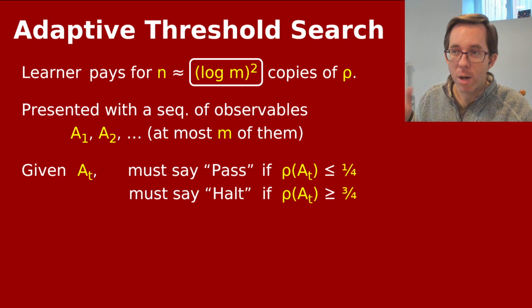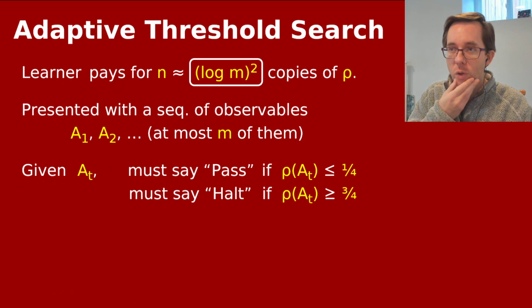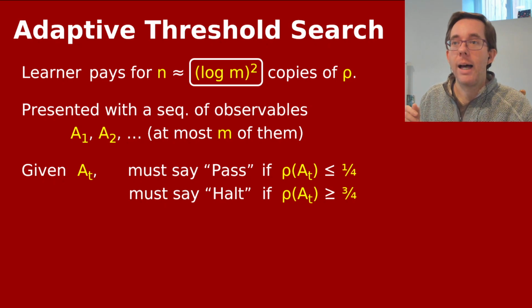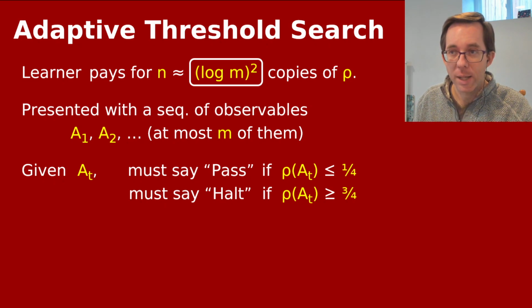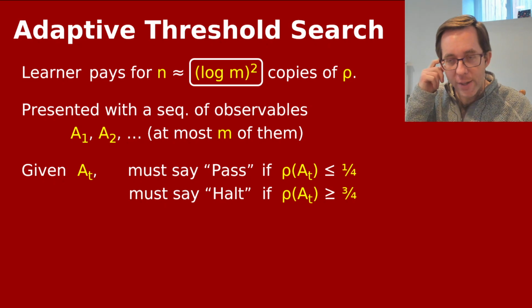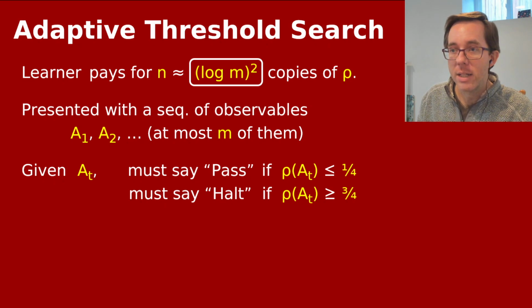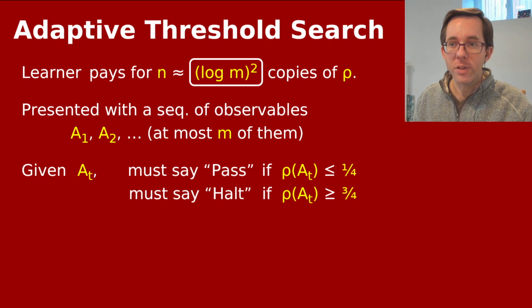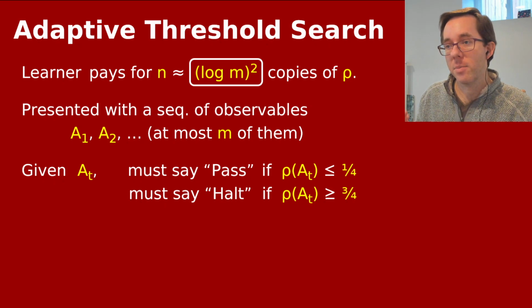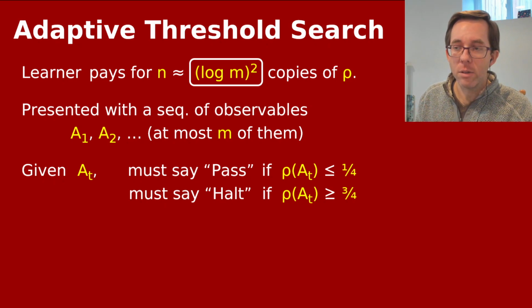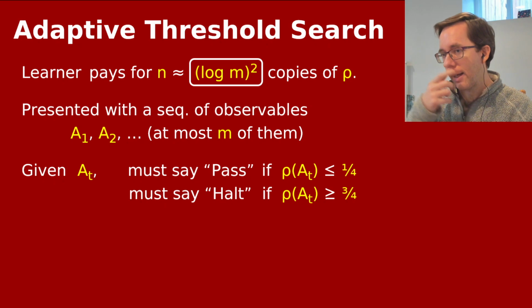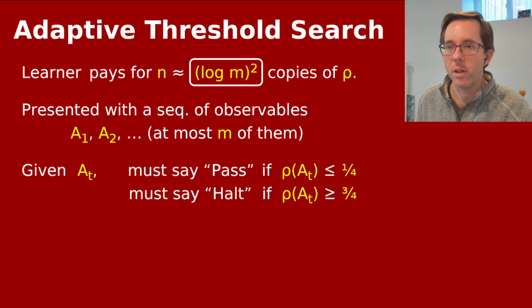adaptive threshold search problem, or rather, our solution to the adaptive threshold search problem, solves this task. There's some state rho, the learner is going to pay for order of log m squared copies of it, and then it's going to be presented with a sequence of observables, A1, A2, etc., at most m of them. And when the learner is presented with At, they have to say pass if the probability of At under rho is less than 1/4. They have to say halt, and the game stops, if the expectation value is bigger than 3/4. And if it's between 1/4 and 3/4, they can say either, and the game continues if they say pass, and the game stops if they say halt.